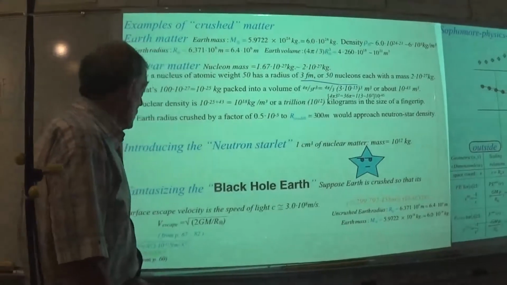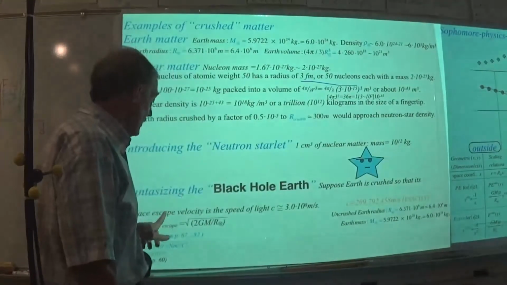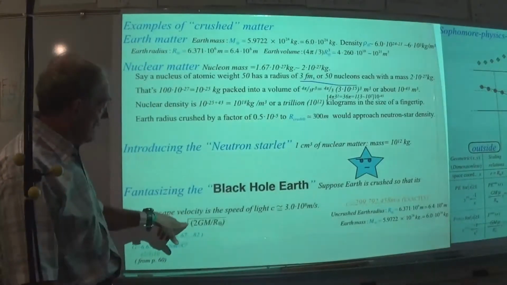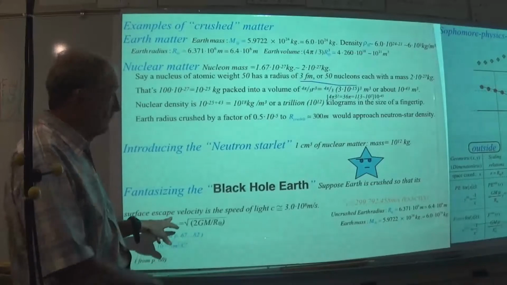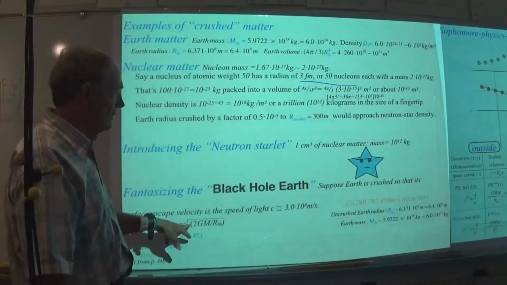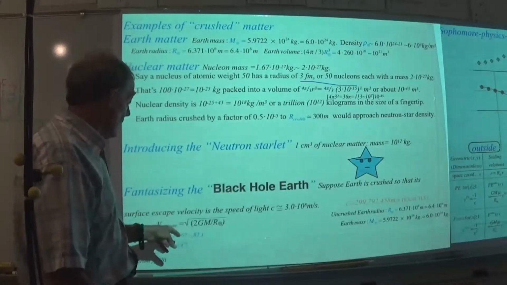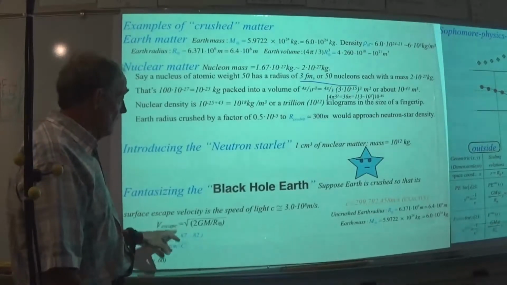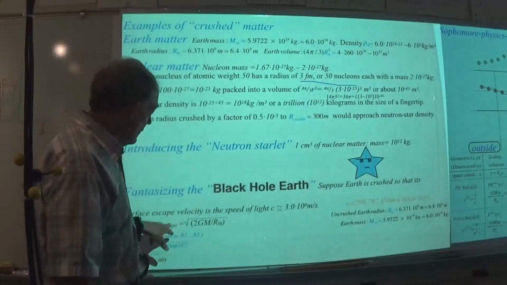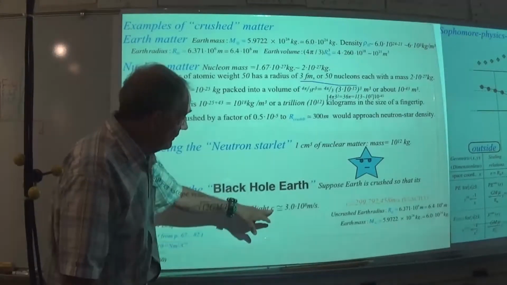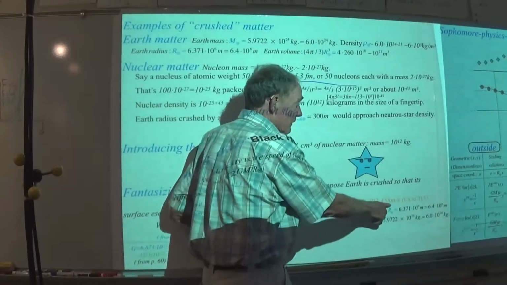Suppose the Earth is crushed so that the escape velocity that we mentioned back there around page 67 of this particular lecture, the idea being that I would figure out what would happen if I made the thing so dense that this escape velocity becomes approaching good old speed of light.